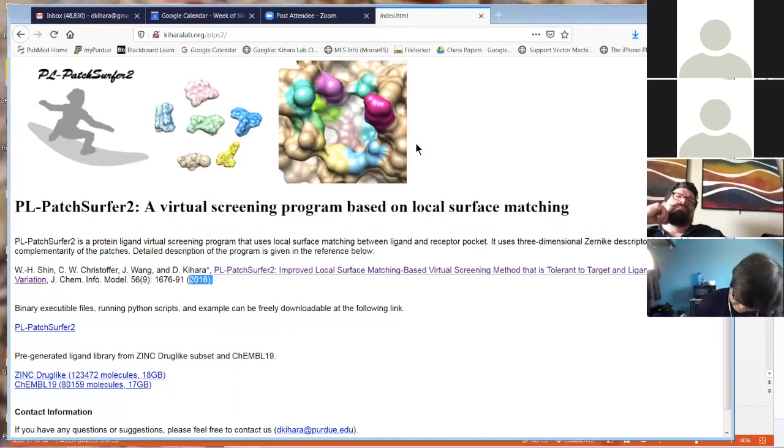Those are all converted into 3D Zernike descriptors, and then we do the same thing for each of the ligands in the database. It takes some time to compute, but we already have the computed files for the ChEMBL and ZINC data sets. Then we do the basic matching, identify the pairs of surfaces between the ligand and the patch in the protein binding site which match very well, and then combine the score. And then okay, very good.